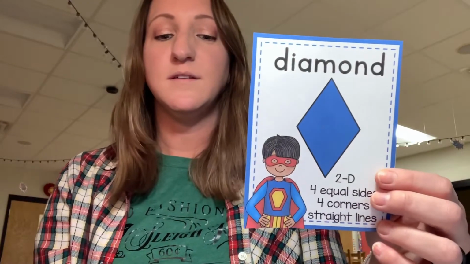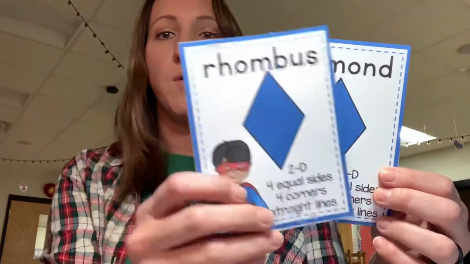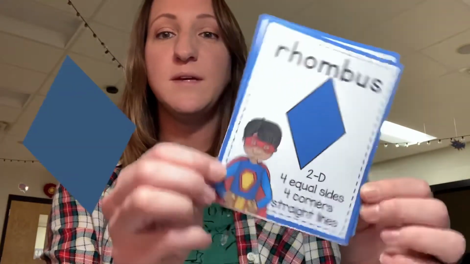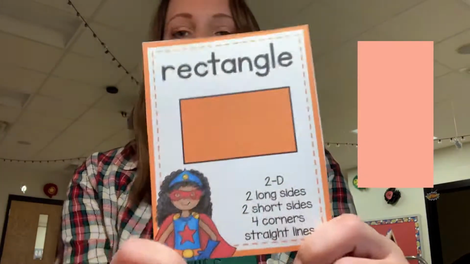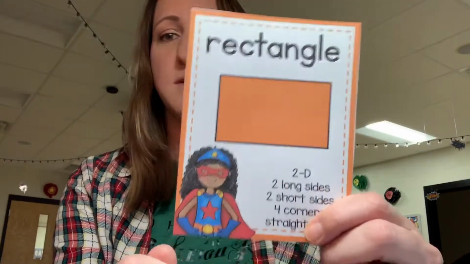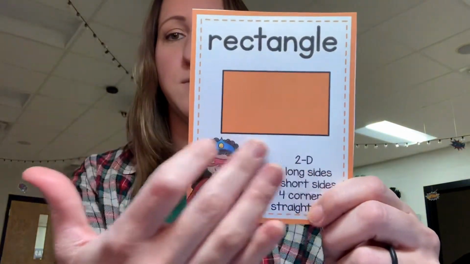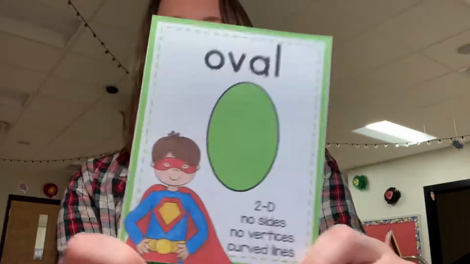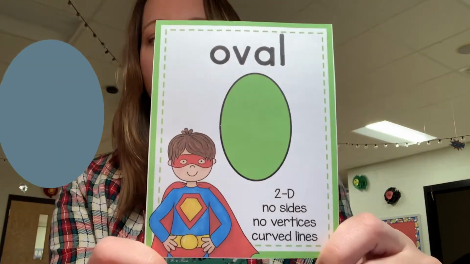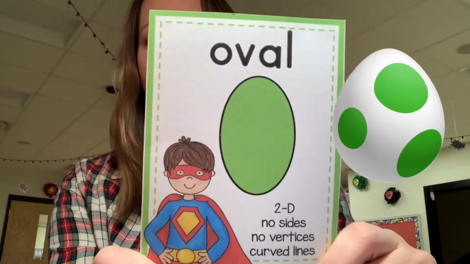Do you remember the other name for diamond? It starts with a rhombus. Rhombus. All right, let's see. Do you remember what this shape is called? Rectangle. How many sides does a rectangle have? 4. 1, 2, 3, 4. 4 straight sides. And this is an oval. It looks like an egg. Oval.